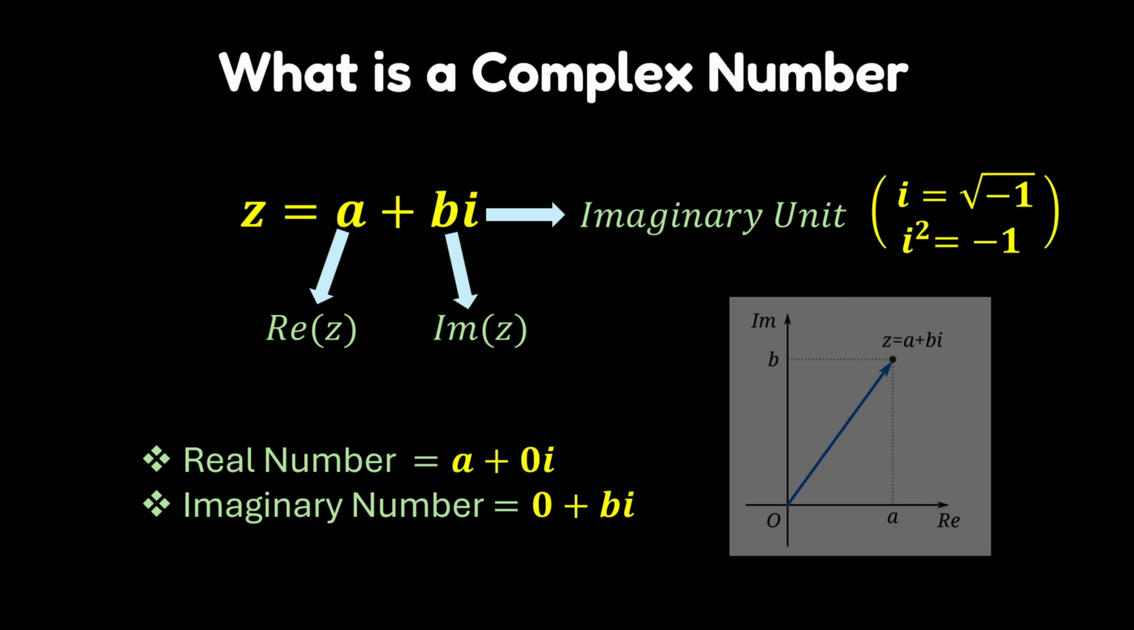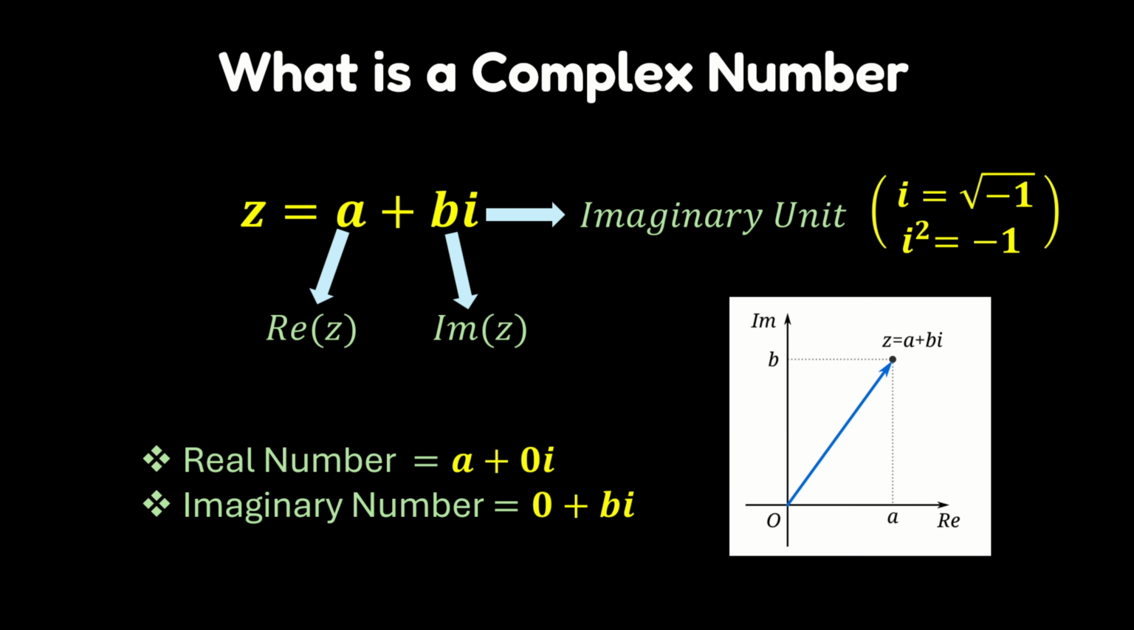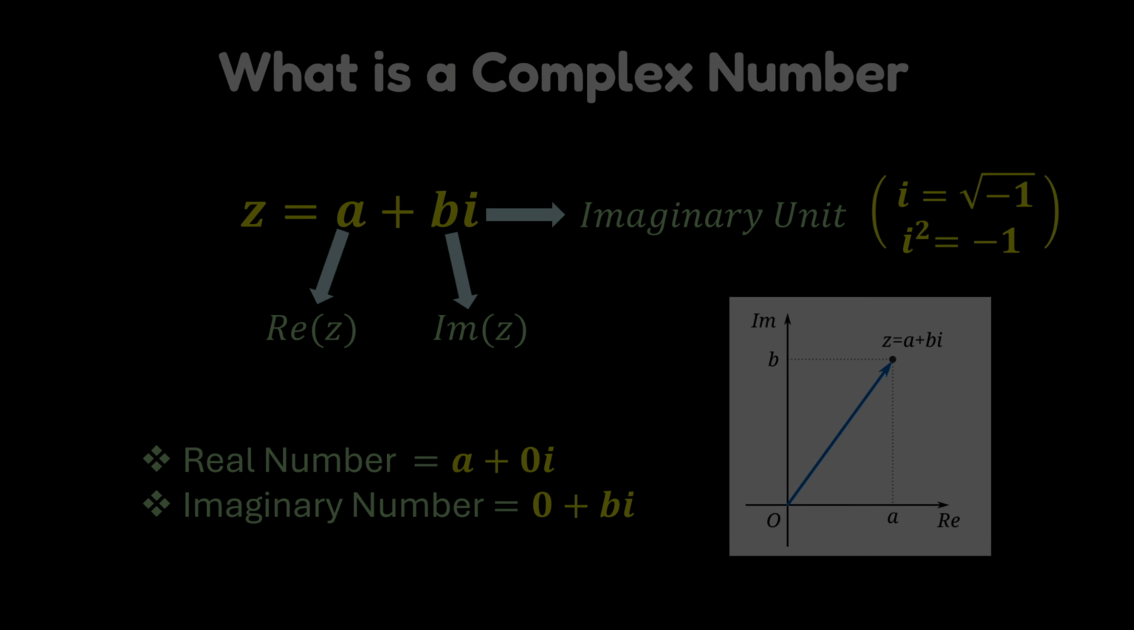Now, think of a complex number as a point in a 2D plane. The real part is the horizontal coordinate and the imaginary part is the vertical coordinate. So, z equals a plus bi is the point (a, b) on the complex plane. This geometric perspective is extremely important because quantum states also live in a kind of complex vector space.